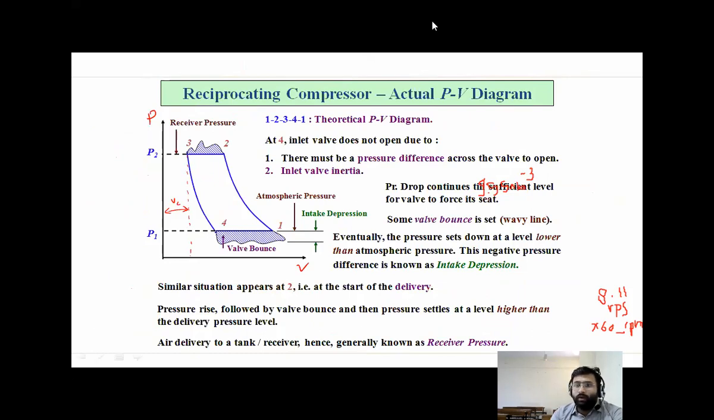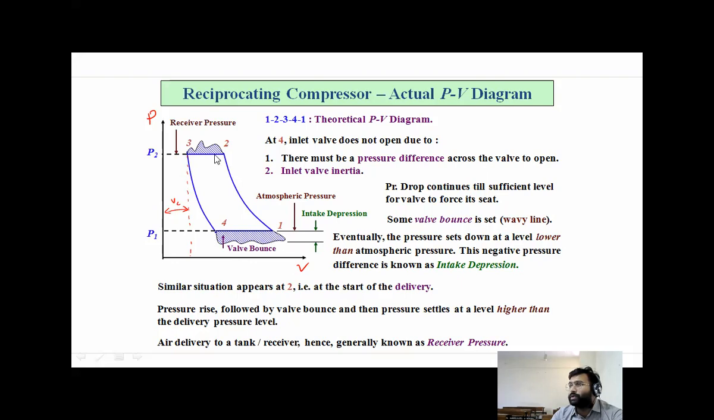Now moving on, we'll cover the actual indicator diagram. We all know the theoretical indicator diagram, that is 1 to 2, 2 to 3, 3 to 4. Here this is clearance volume. 3 is TDC, 1 is BDC, correct? The piston moves from BDC to TDC.